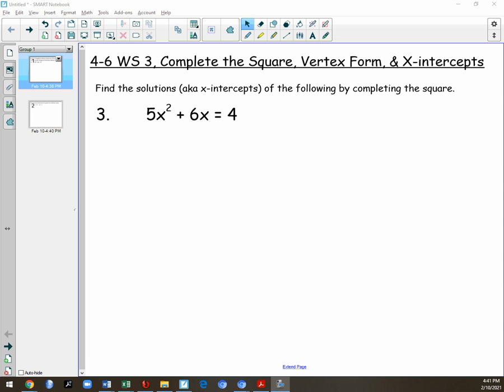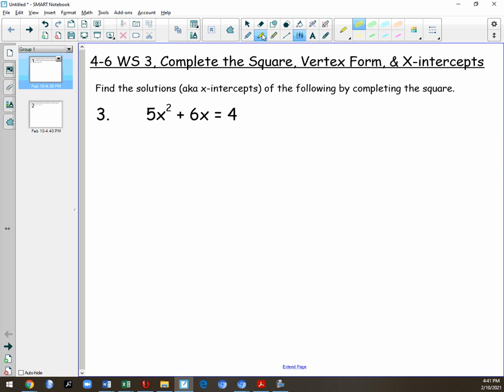Okay, so 4-6 worksheet 3, we're going to continue with what we were doing before. There's nothing new, so we're just going to start right with your homework. Problems 1 through 5, the directions state, find the solutions, aka x-intercepts, of the following by completing the square. So it's telling you to complete the square.